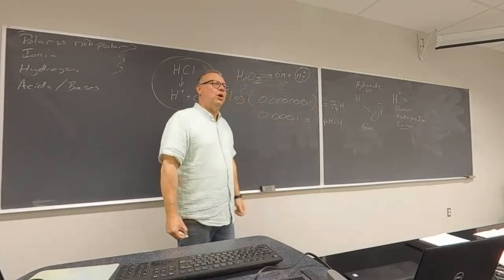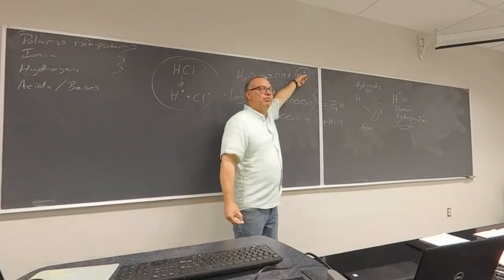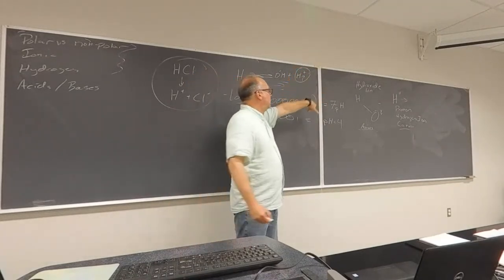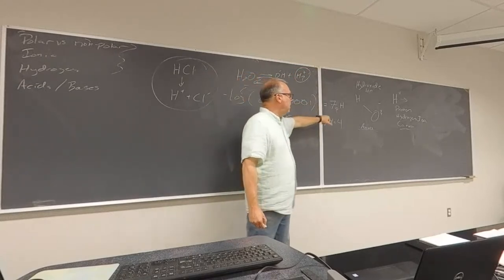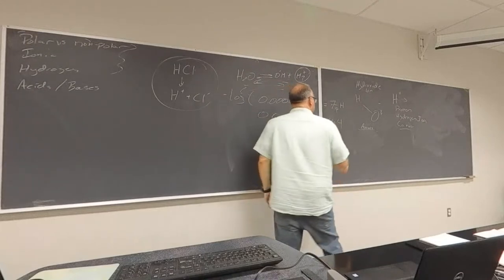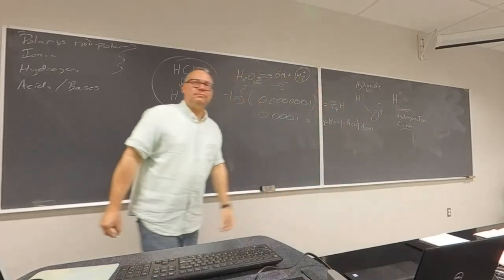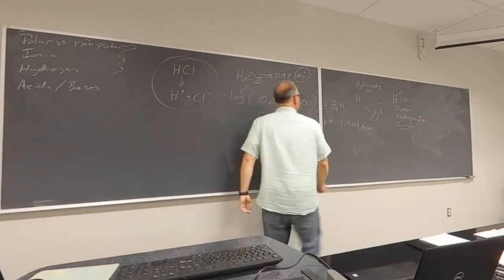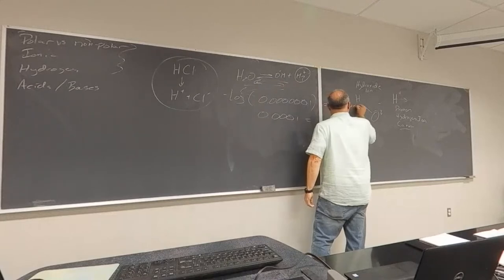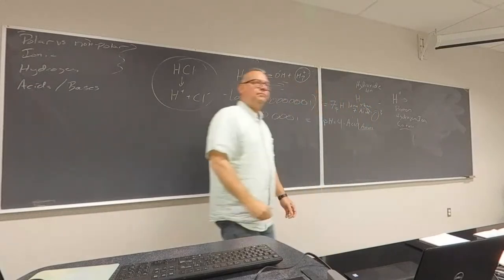1, 2, 3, 4. Right? It's like, wow. The concentration of protons has gone from 0.0000001 to 0.0001. The negative log is going from 7 to 4. So this solution is now acidic. So anything with a pH lower than 7 is an acid.